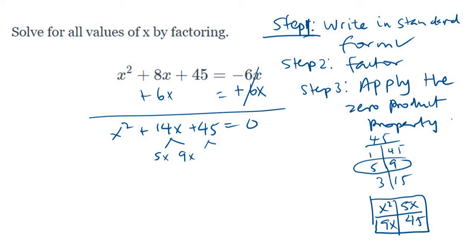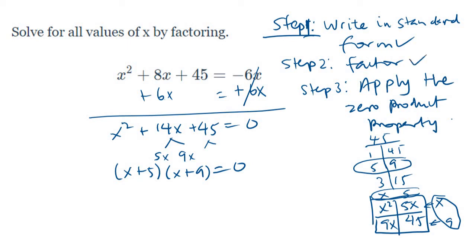The GCF on this row is x, and the GCF here is 9. And then x times x makes x squared, and x times 5 makes 5x. So we have our factors. Those are our factors. So we're going to write it like this: x plus 5, x plus 9 equals 0. Now we have factored. So step 2 is done.